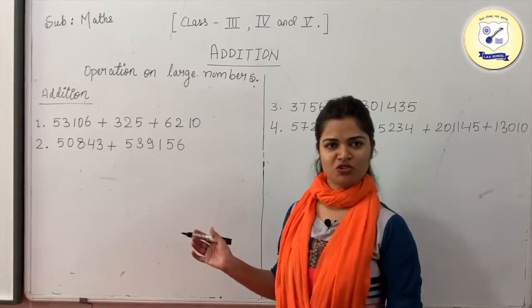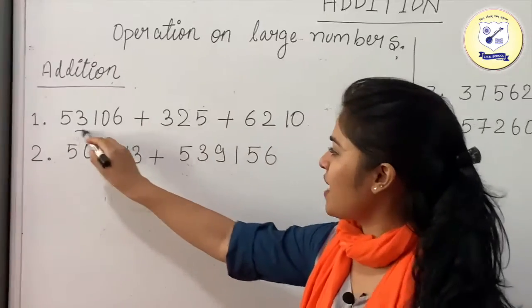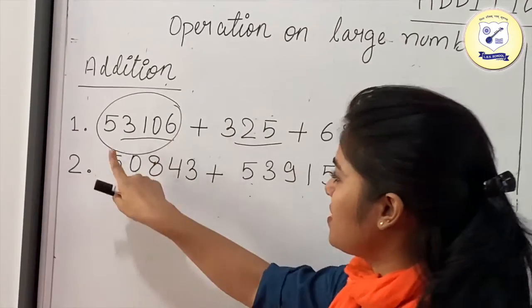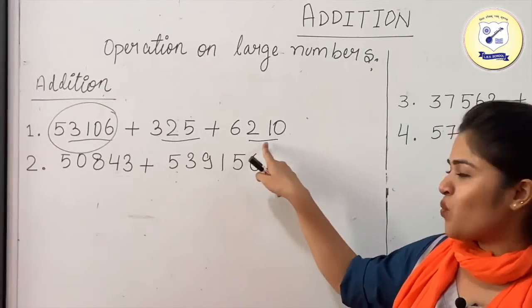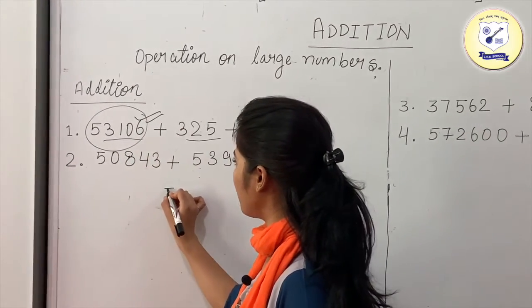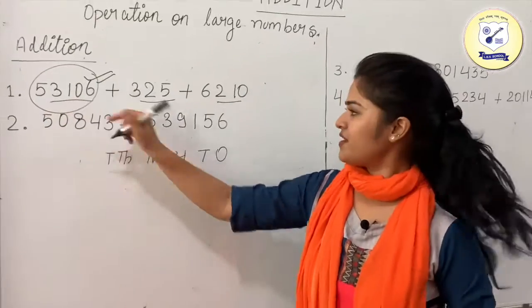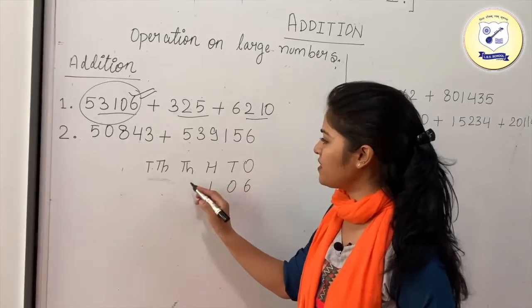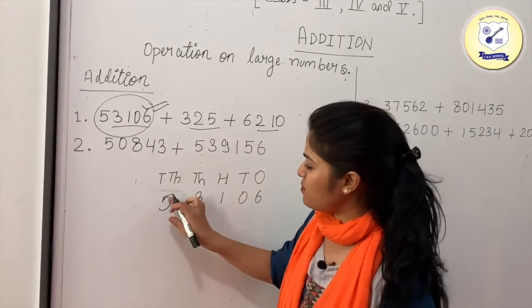So now we'll do some questions of our topic, additions of large number. We are having 3 numbers here. We will add these numbers. This is 53,106, 325, 6,210. So this is the largest number we are having. So write the place values of these numbers. 53,106, 6 is on ones place, 0 is on tens place, 1 is on hundreds place, 3 is on thousands place, and 5 is on 10,000s place.